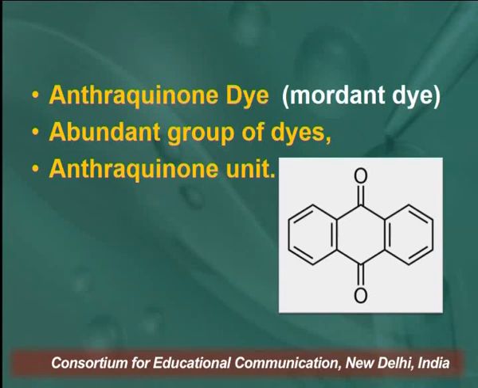Learners, another important synthetic dye is the anthraquinone dye. Anthraquinone is a group that you are looking at on your screen. This is anthraquinone and it is derived from anthracene. Anthracene has three benzene rings, and in the middle ring there are carbons bonded to two oxygen atoms. So, this is anthraquinone, which is derived from anthracene.